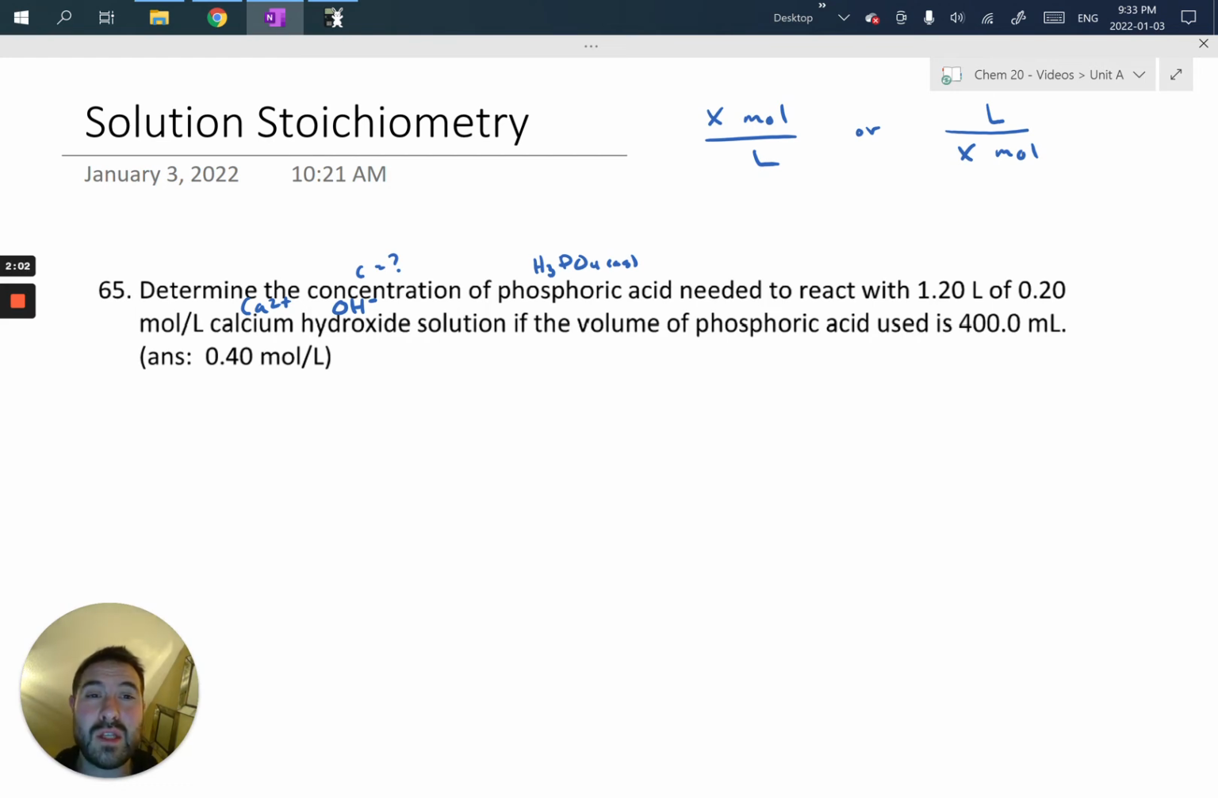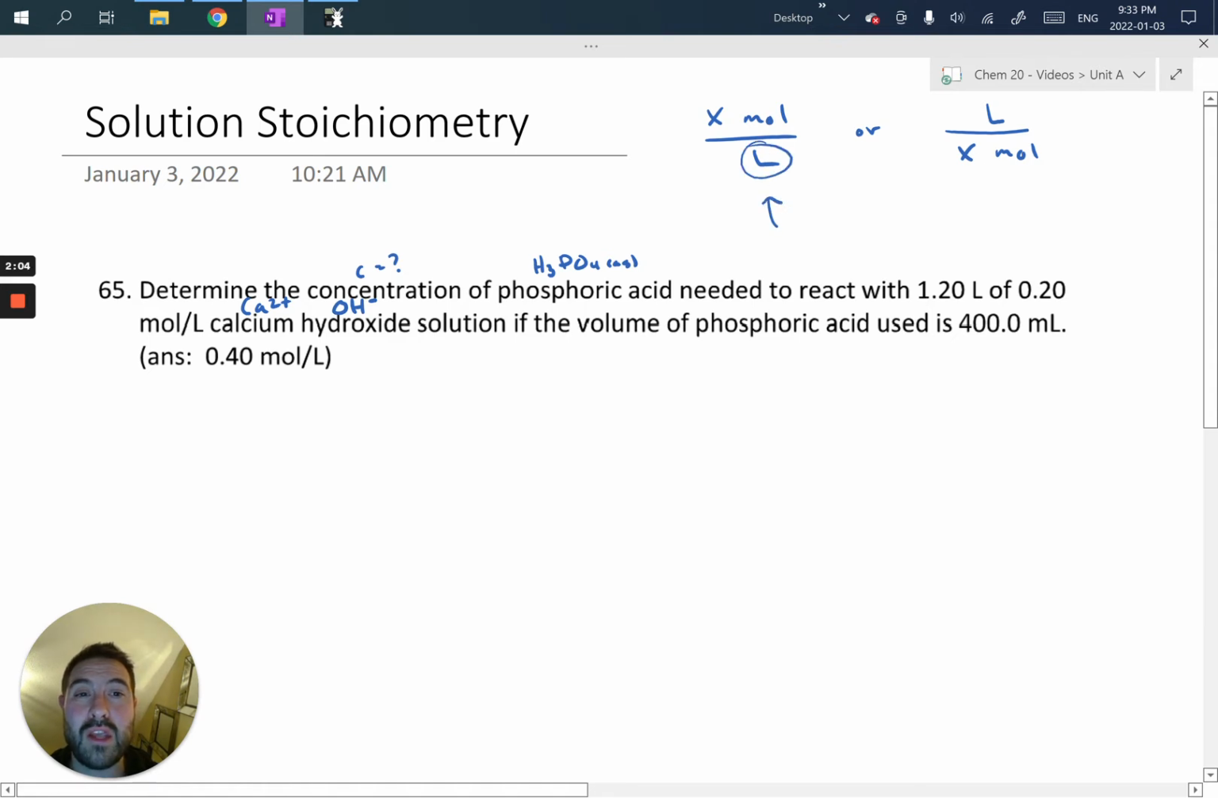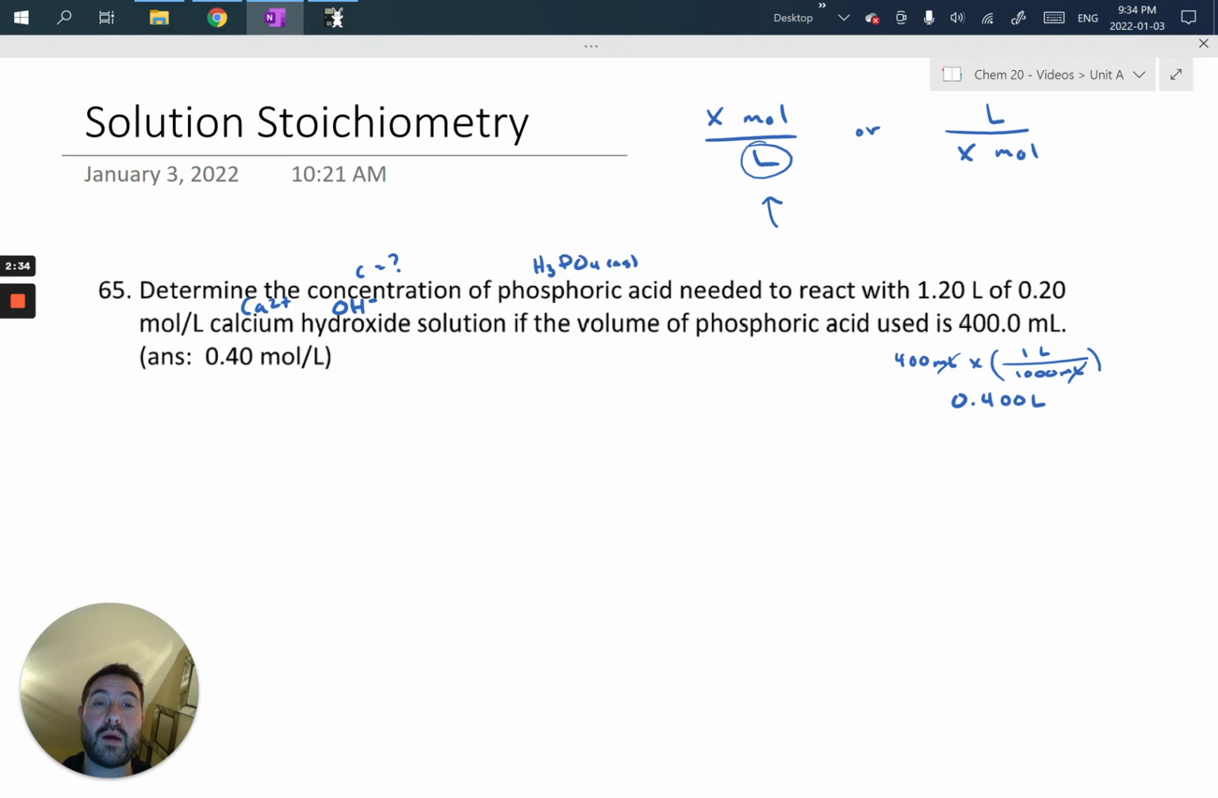Now, since I'm using molar concentration and part of that unit is liters, I'm going to want to get my volumes into liters as well. So I'm going to convert this into liters. I'm going to take my 400 milliliters, and I want liters, and for every 1 liter, there's 1,000 milliliters. So I have to divide this by 1,000, and I'm going to get 0.400 liters.